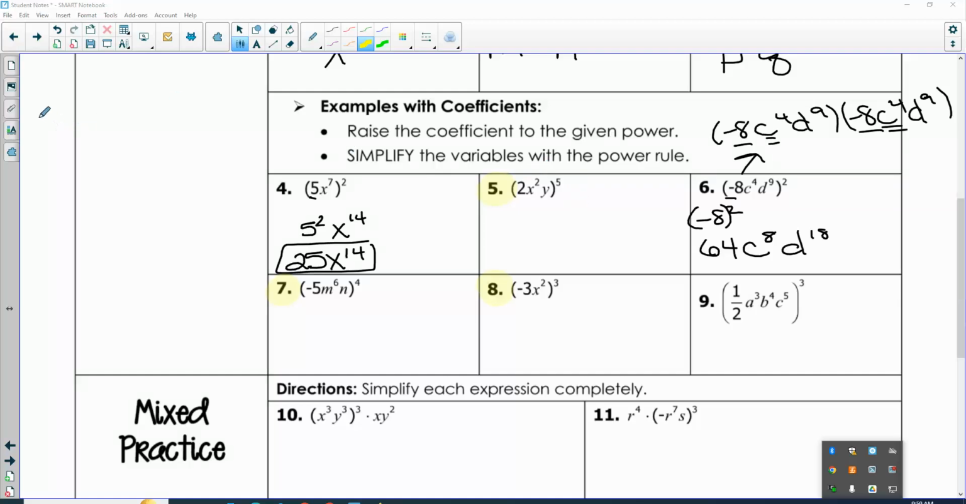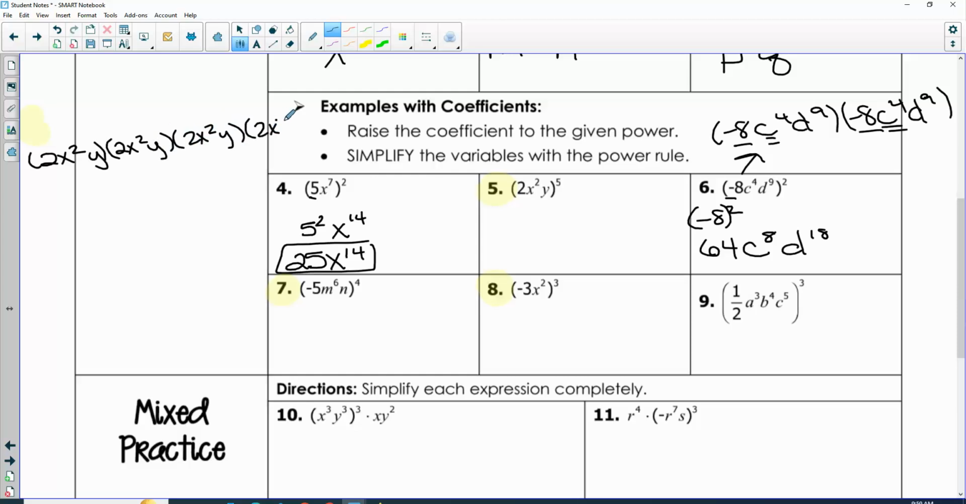2x squared y to the 5th. One way to think about it, it's not time efficient, but maybe it would help us understand. We have this whole thing written 5 times. Okay, so you could certainly do that. When I write it this way though, it should help you see when you multiply this, it's not just a 2 anymore. How many 2's did I end up with? 5. So it's 2 to the 5th power.